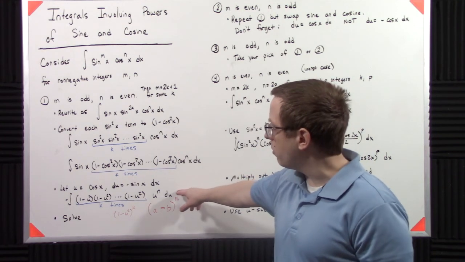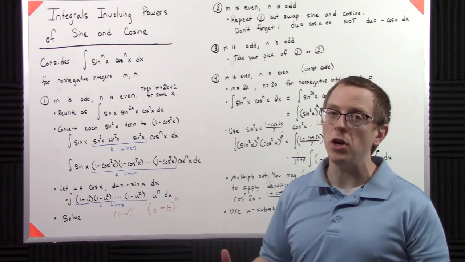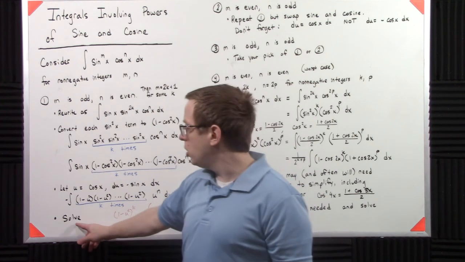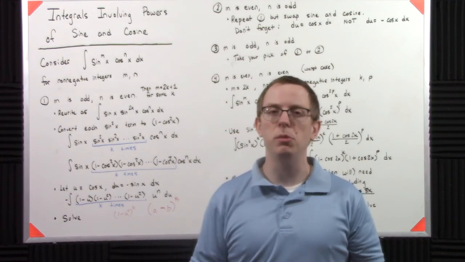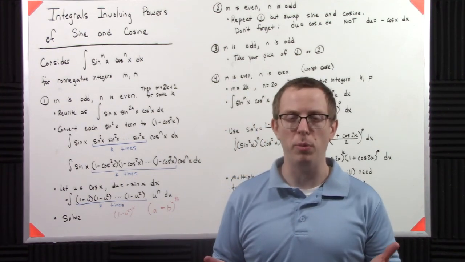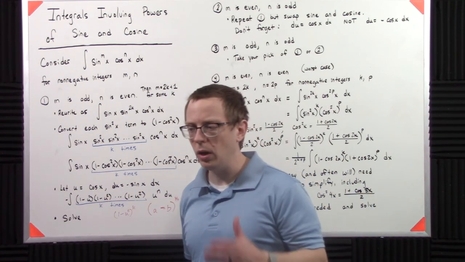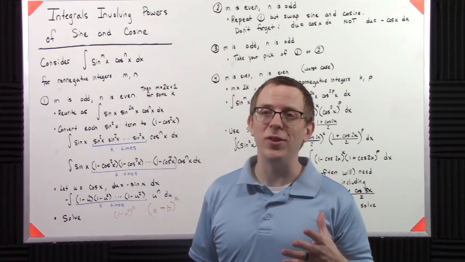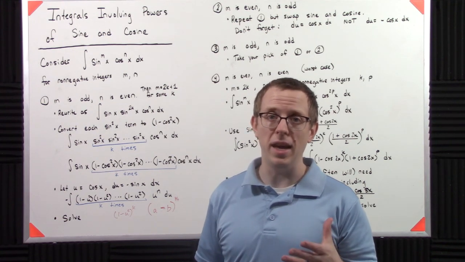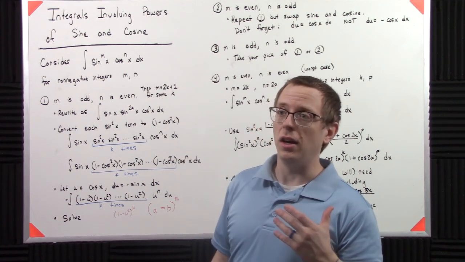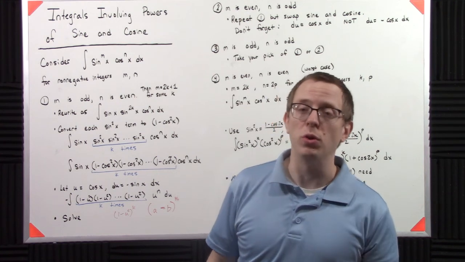Finally, once you're here, it's in polynomial form. Maybe ugly, but it's polynomial, so you can solve that. Polynomials are fairly simple. You just multiply it out and apply the power rule, and then don't forget to convert back to x's. Okay, I know that's kind of rough, because I told you that was an easy case, and it is. But luckily our next 2 cases are also fairly easy.